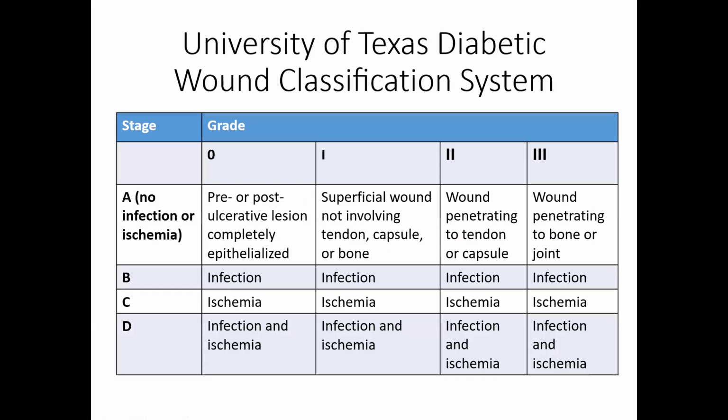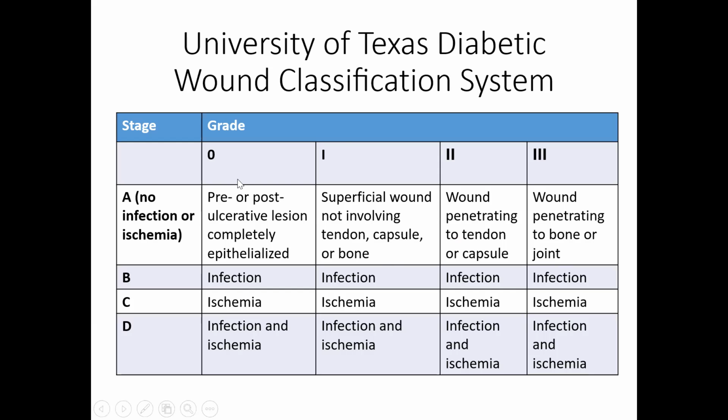Now this is important. This is the University of Texas diabetic wound classification. This is not for ulcer, this is for wound. You must learn it because this is often asked in the exams. So we have stages and grades. Stage A is when there is no infection and no ischemia.